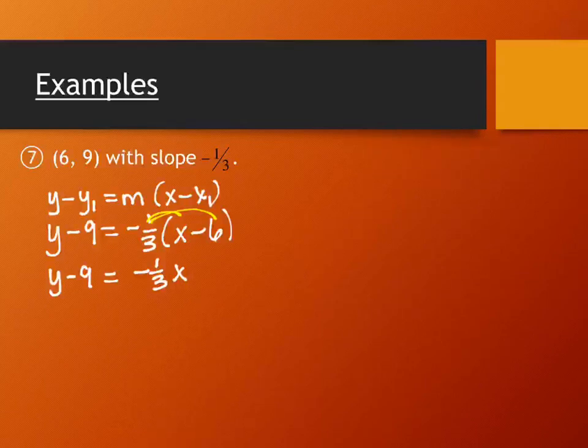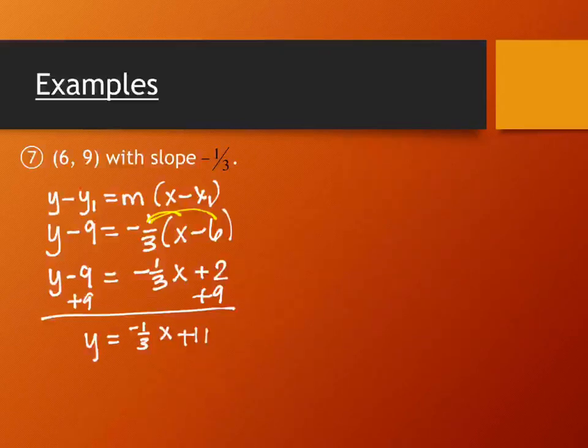6/3, positive, and that simplifies to 2. And then we would add the 9. So y is equal to negative 1/3 x plus 11. Okay, so that's dealing with it from the point-slope form.